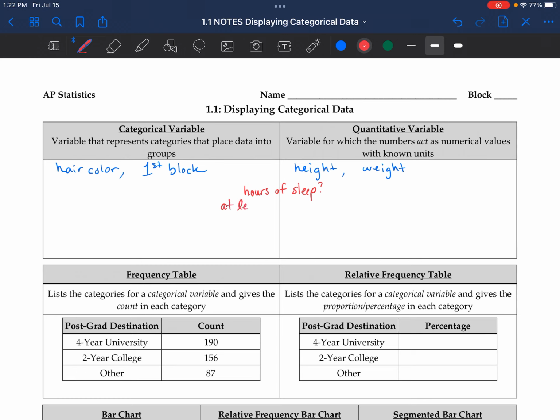Or related, but maybe different here. Did you get at least 6 hours of sleep in the last 24 hours? What do you think that would be, categorical or quantitative? How about your zip code? And then lastly, how about the number of stars for a review on an Amazon product?